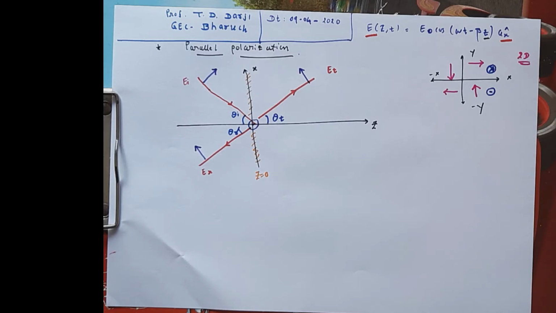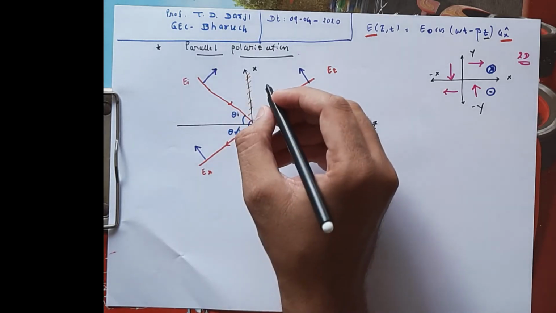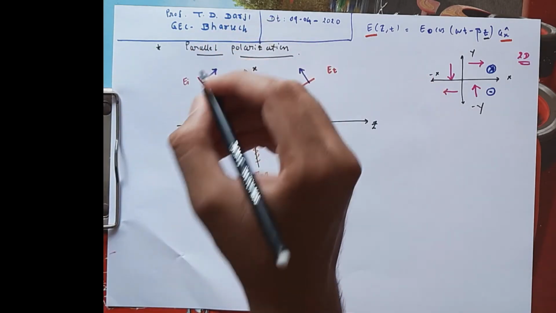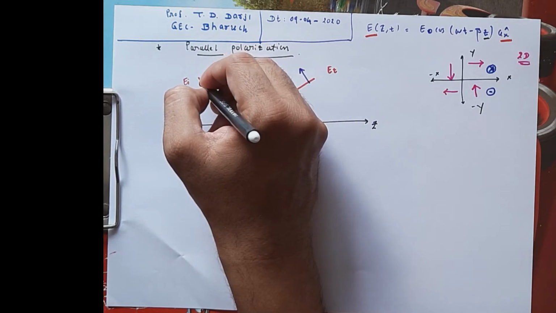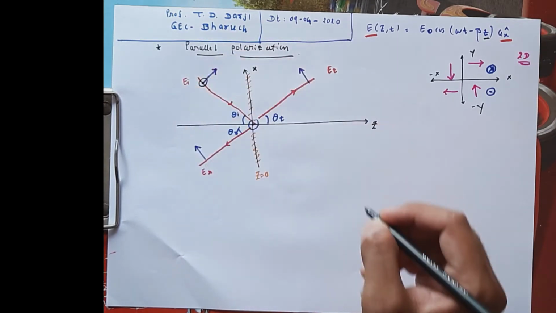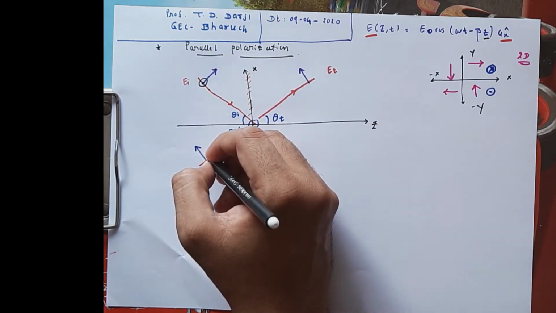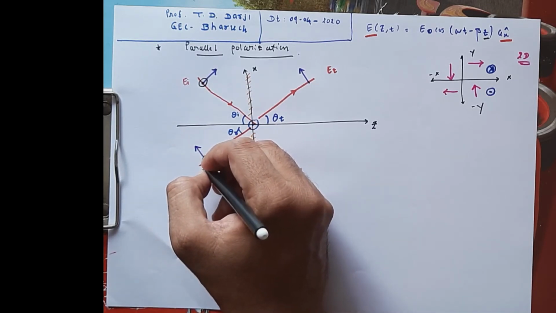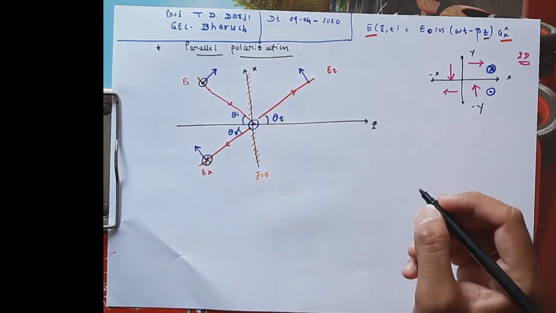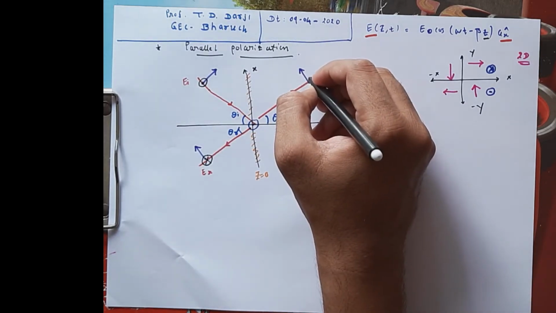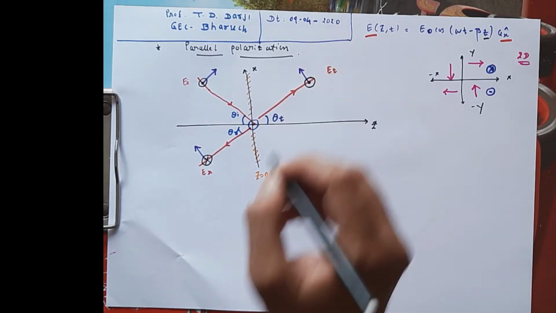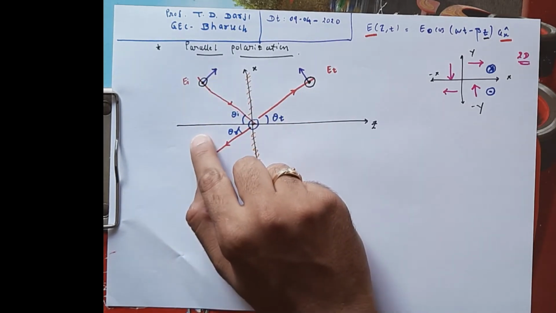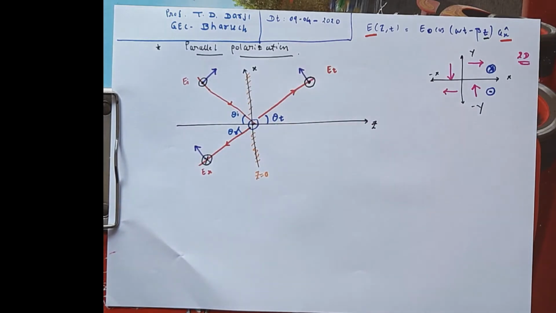Now what about the magnetic field in all cases? Here we consider the magnetic field in the positive y direction, which is Hi. Here the magnetic field is reversed because the propagation direction is reversed. So here the magnetic field is present in the negative y direction, and here the magnetic field is again in the positive y direction. So this is the Ei component, Er component, and Et component.